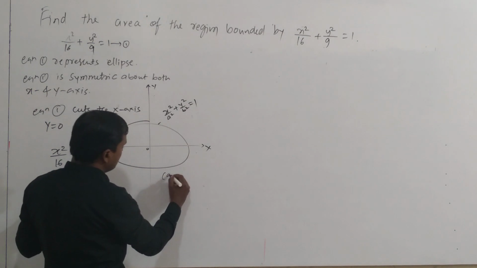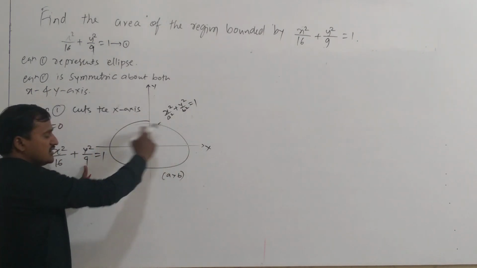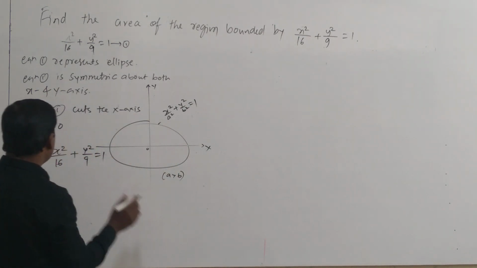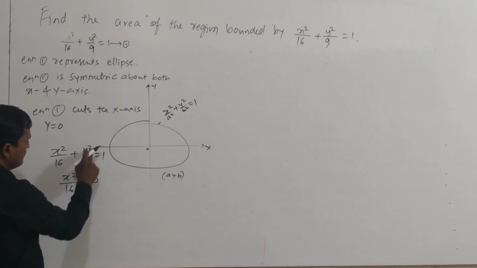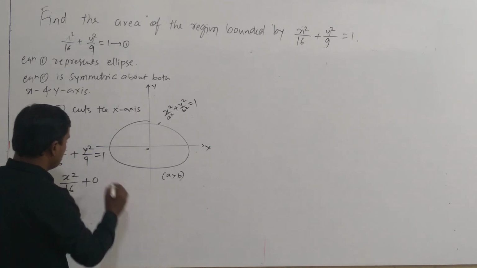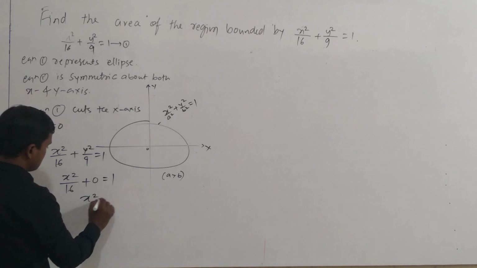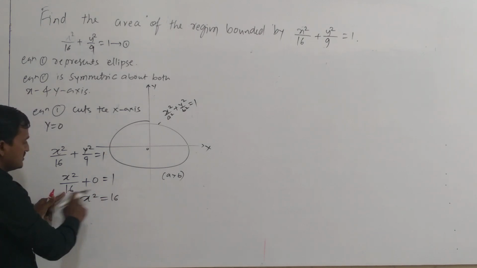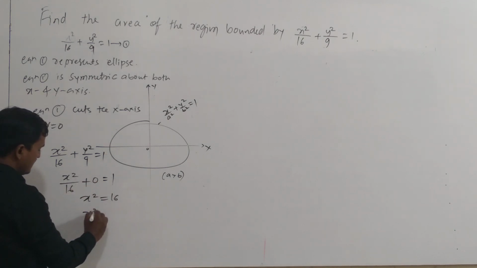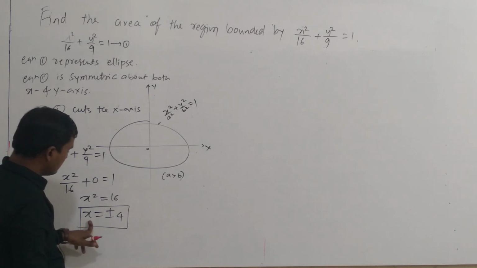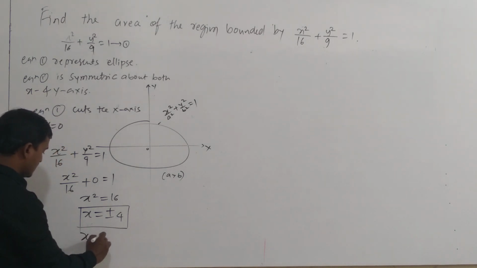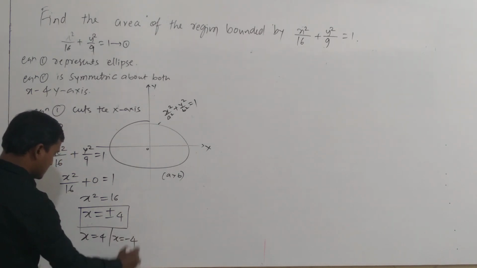Here a is more than b, so we will get the curve like this only. Substitute y equal to 0. So I get x square by 16 plus 0, because 0 by 9 is 0, equal to 1, or x square is equal to 16. I have taken this 16 to this side. So what is the value of x? Clearly x is plus or minus 4. Now I got x equal to 4 and x equal to minus 4.